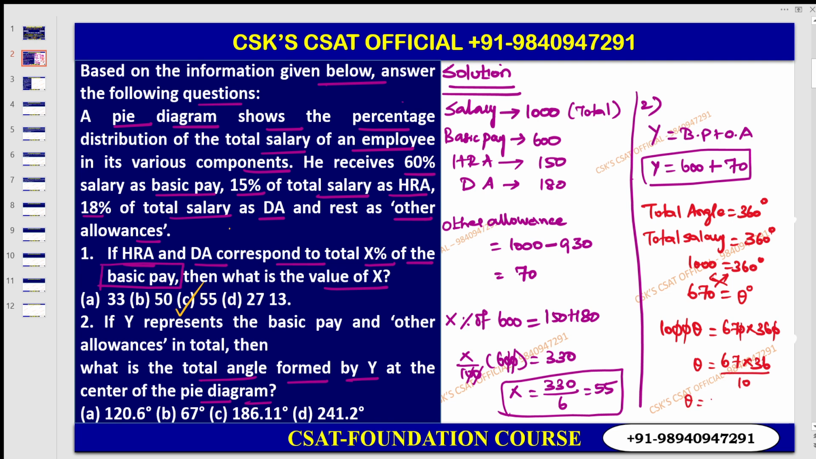So if you see this one, you will be getting the numerator as 2412. Divisible by 10 means one decimal point will be there: 241.2 degrees. So this model is very important. Please focus on this pie diagram kind of model. Nowadays they are not projecting a diagram, but they are giving a question based on this one. So the answer for this question here is option D. Please focus on this kind of question, it is also important.